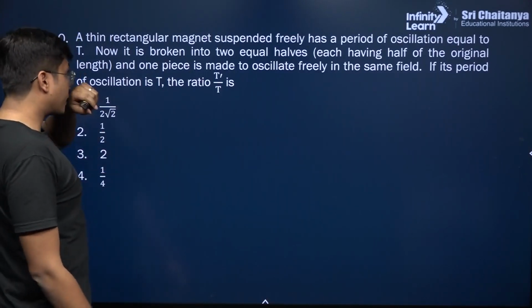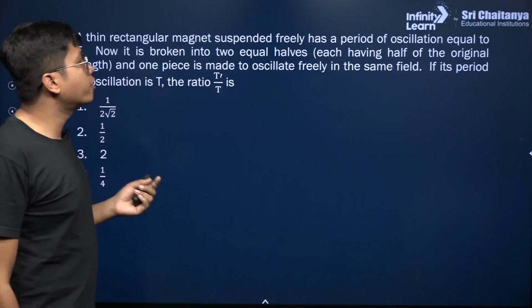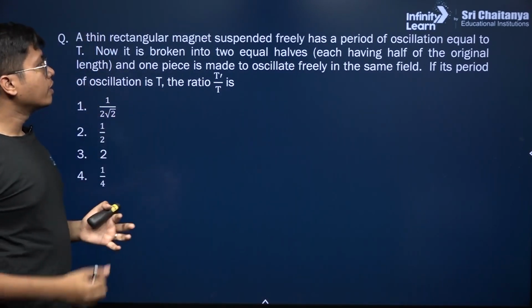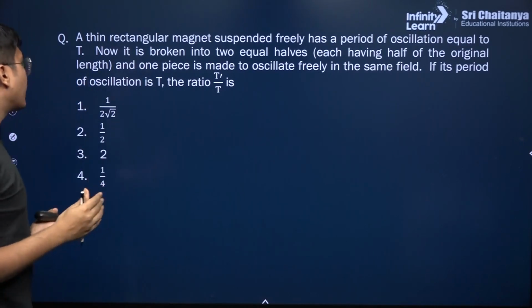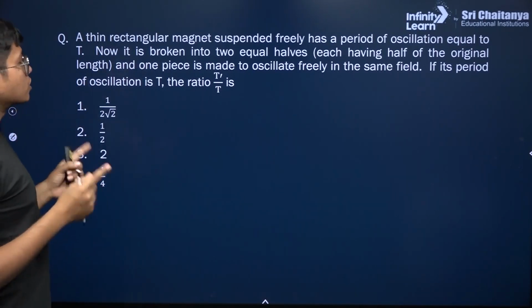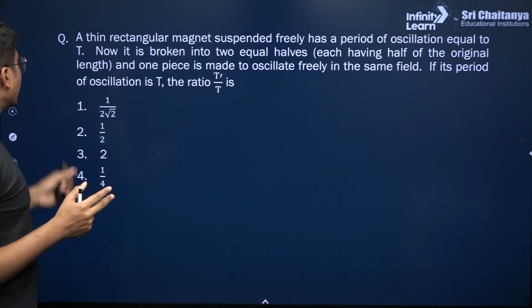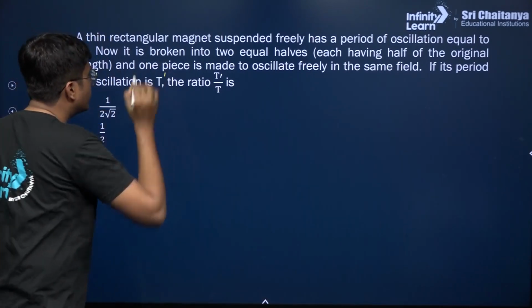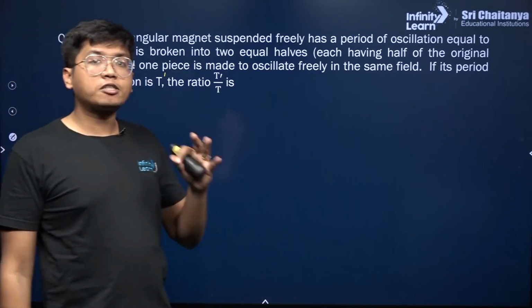Next, a rectangular magnet suspended freely has a period of oscillation equal to T. It is broken into 2 equal halves, each half having half of the original length, and one piece is made to oscillate freely in the same field. Its period of oscillation would be T dash here. Then the ratio of T dash by T is.